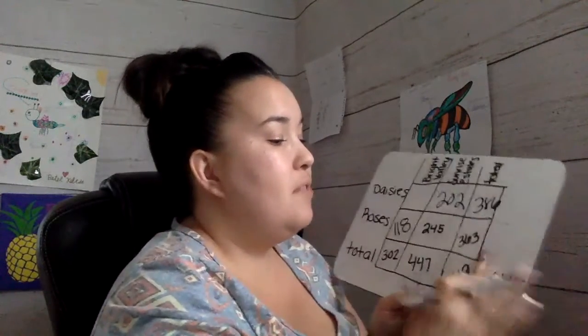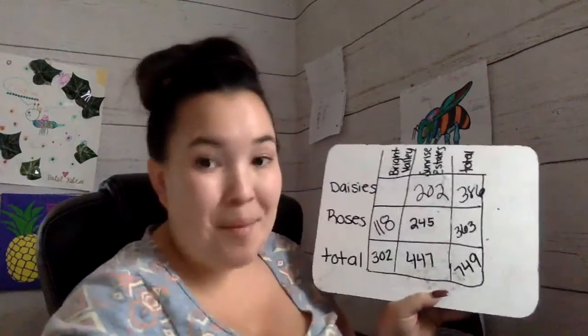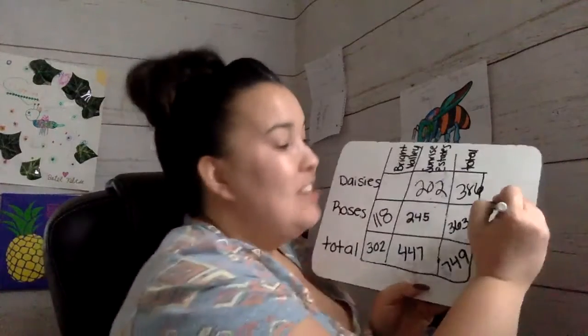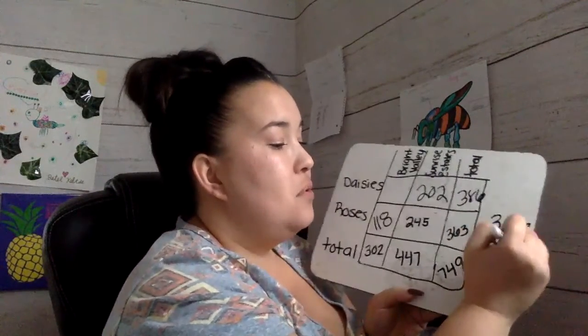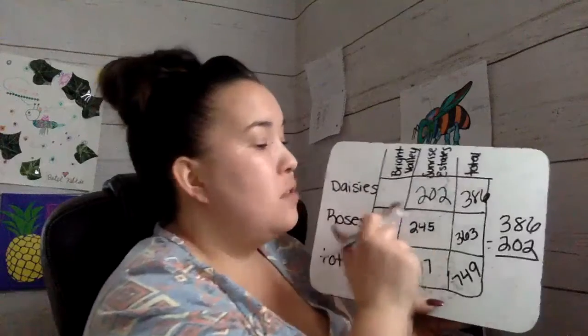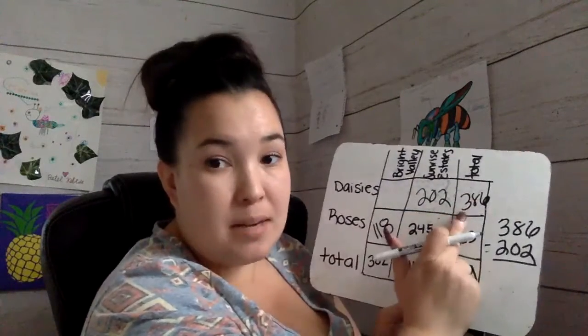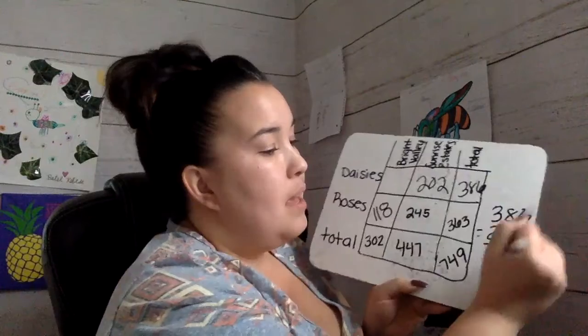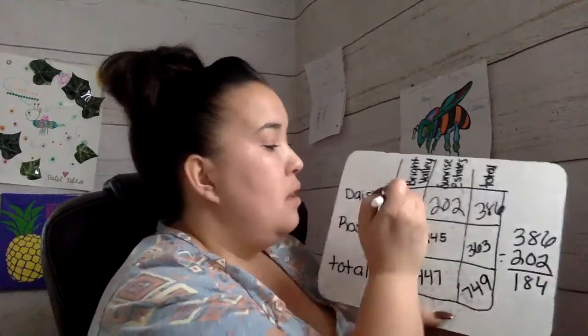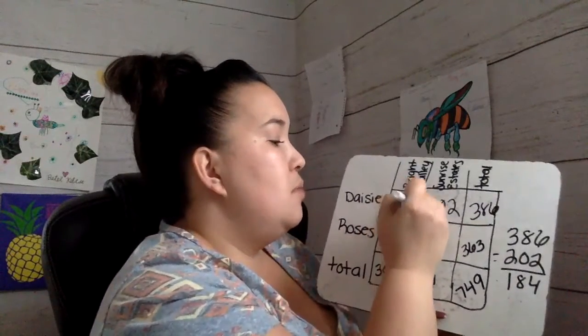Now, I have a different problem that I can do. What's the problem I'm going to do next? 386 minus 202. Remember, these two numbers are going to equal this number. So 6 minus 2 equals 4, 8, 1. And I didn't have to double borrow.